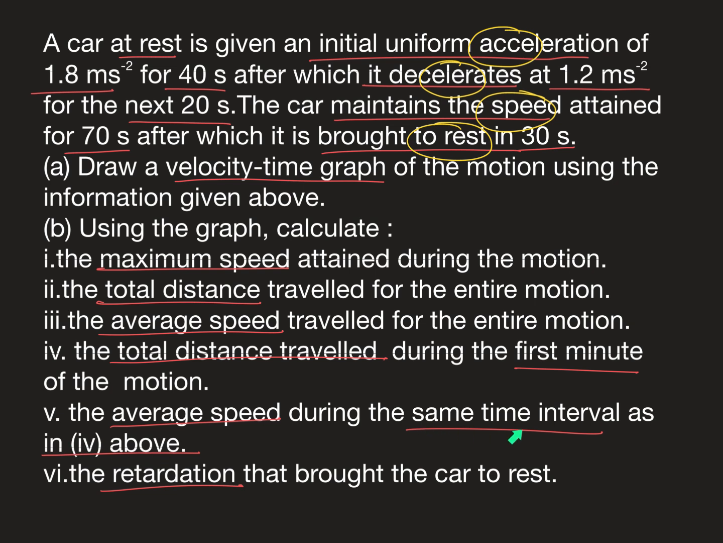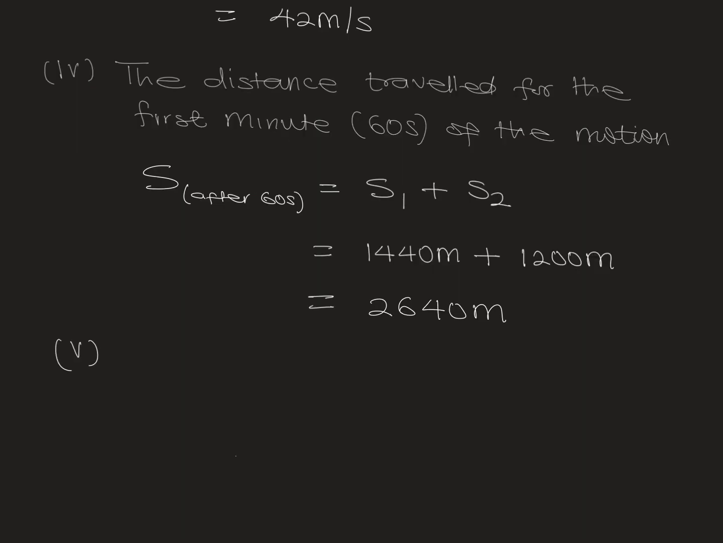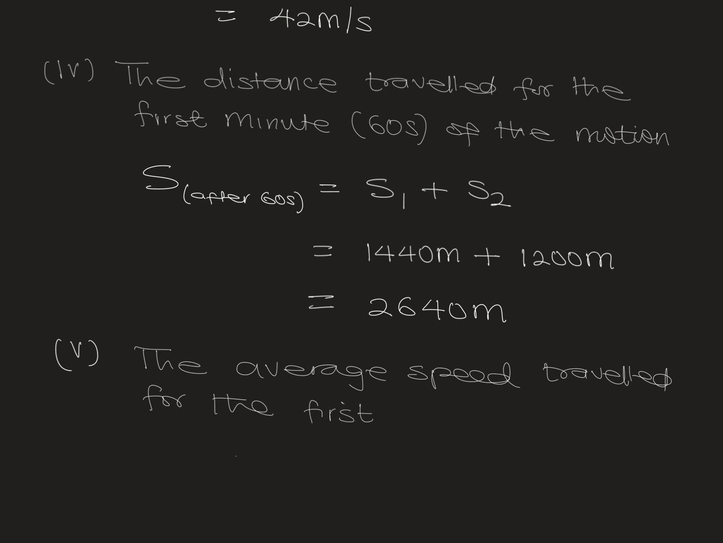Question 5 is asking us to find the average speed during the same time interval as 4 above. So that is during the first 60 seconds. So we want to find the average speed now. 5. The average speed traveled for the first minute of the motion.